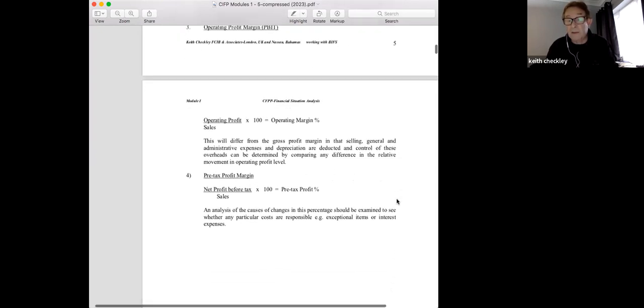And then the one that was missing off the handout was the bottom line position, very important.